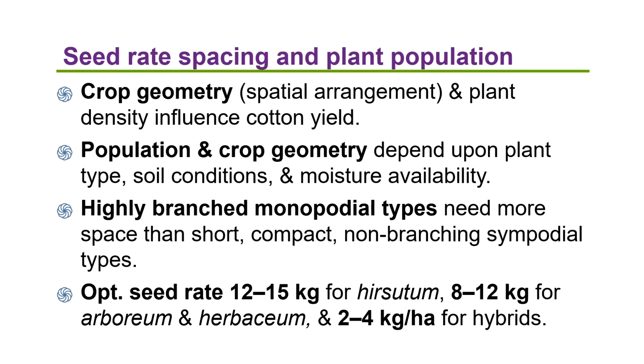Crop geometry, known as spatial arrangement, and plant density influence cotton yield. Population and crop geometry depend upon plant type, soil conditions and moisture availability. All these factors will affect the population, density and spacing also. Generally speaking, if you have good soil conditions, higher soil fertility and good soil structure, then we can slightly increase the spacing.